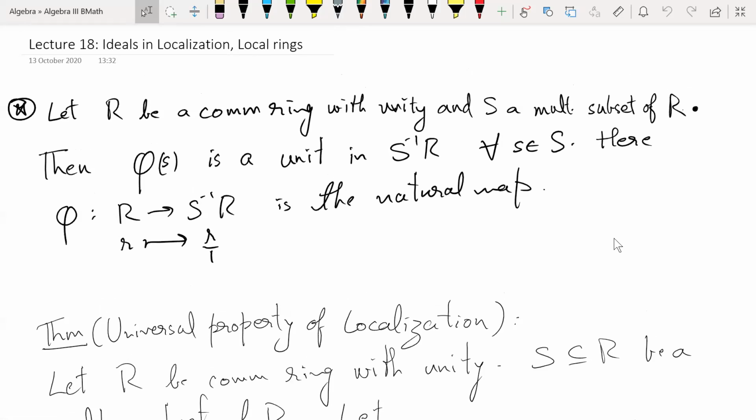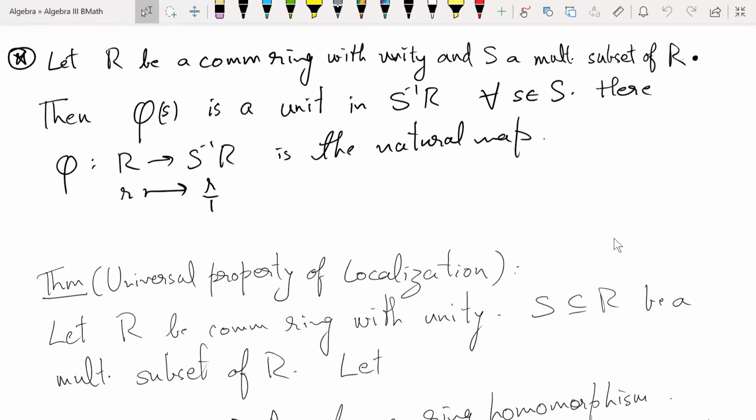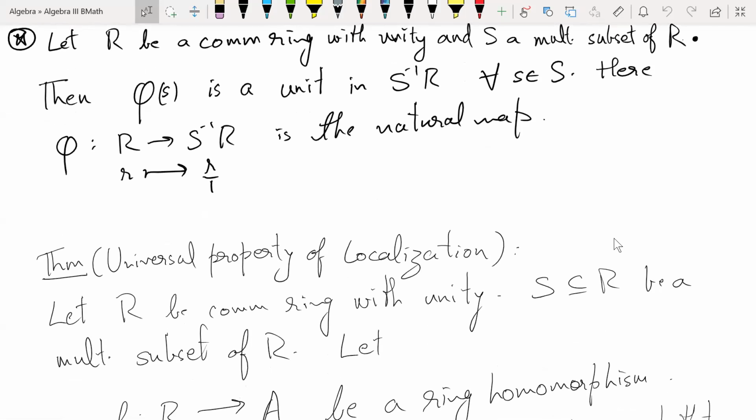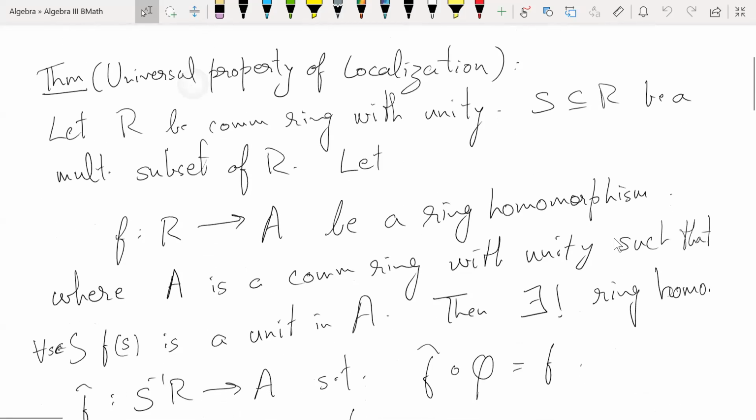Some sort of converse is true, in the sense that S inverse R is in some sense the optimal, minimal ring with this property, and that is called the universal property of localization. The more formal way of presenting it: if F is a map from R to another ring A such that F sends every element of S to a unit, then F has to factor through S inverse R. That means there is a map F tilde from S inverse R to A such that F equals F tilde composed with phi, where phi was the natural map. That is the universal property of localization. And in fact, F tilde is unique.